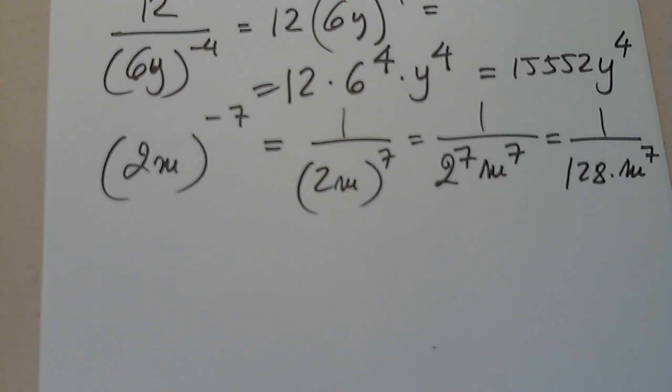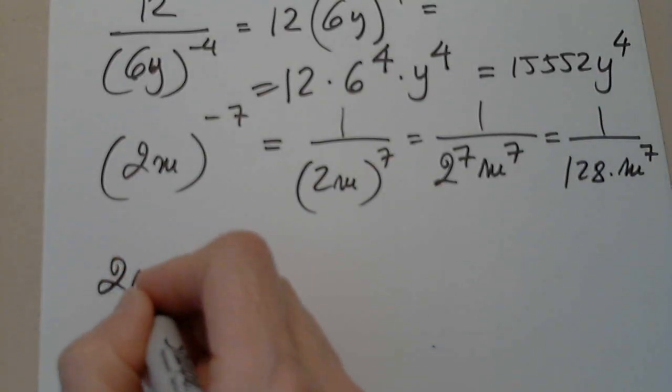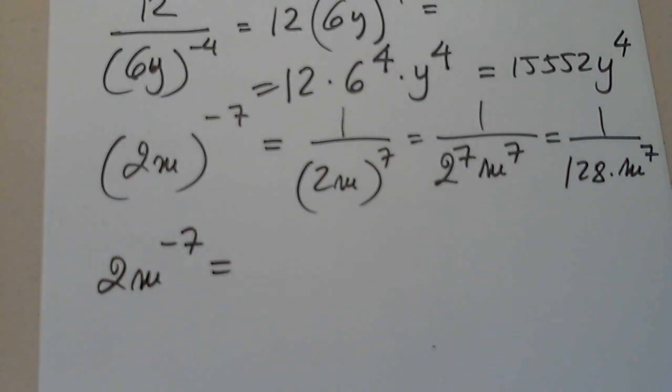Is this okay? Is this clear? Is it better? Better. Good. Okay, moving on. Here's the next example. 2m to negative 7. Parentheses, no parentheses. So, what do you think?